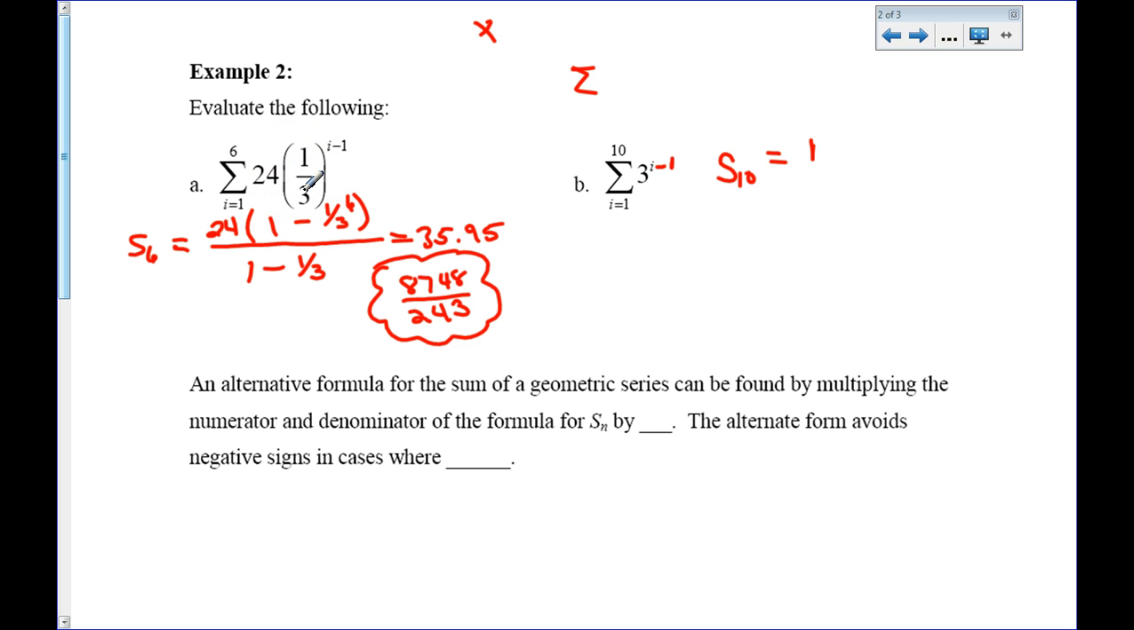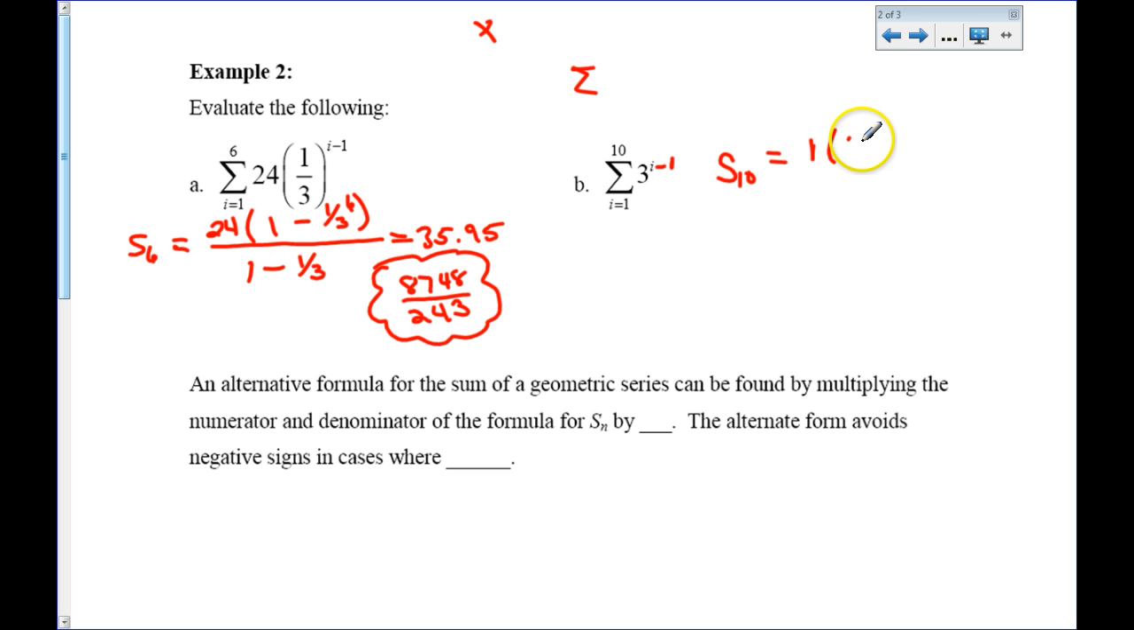How do we know that the 3 isn't actually in the place of the 24 instead of the 1? Because this i value is attached to it. So if it was in the place of the 24, it would be 3 times 1 to the i. If it were the other way around, it would be 3 times 1 to the i power. Okay. So 1 is our g sub 1.